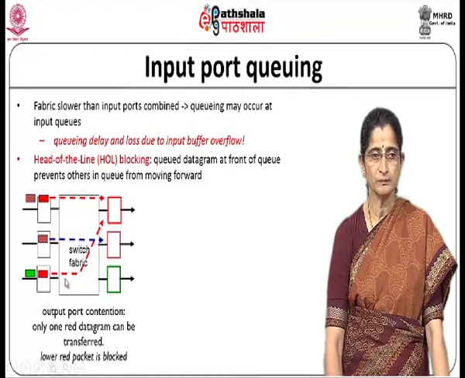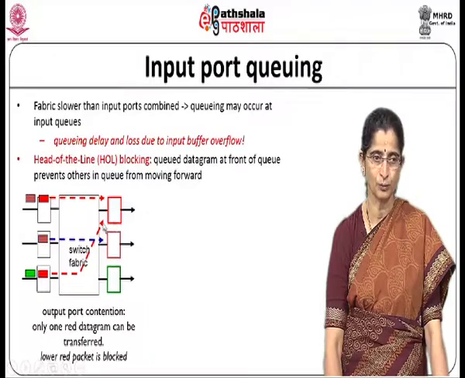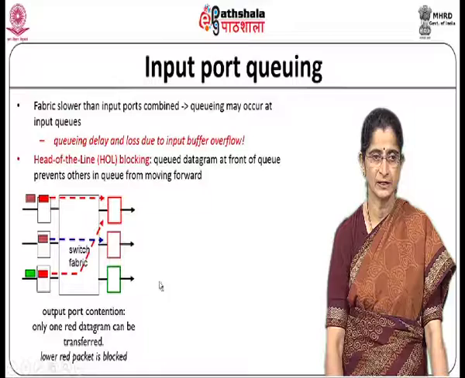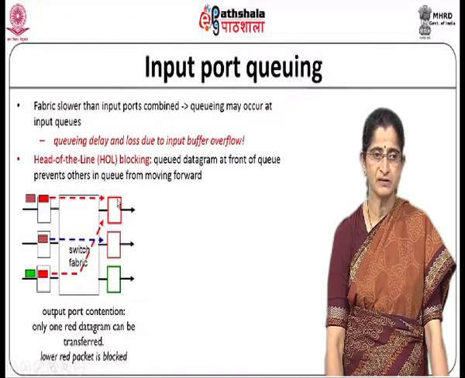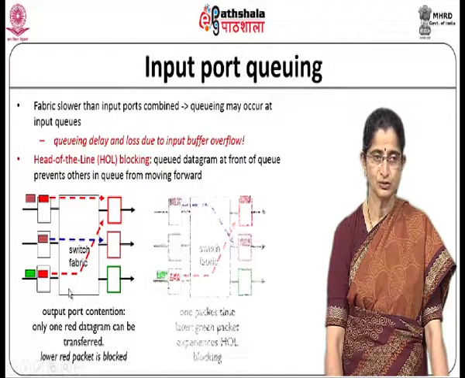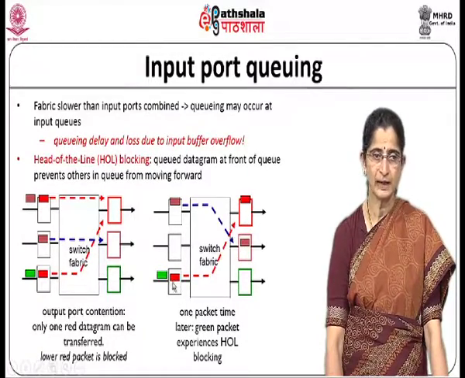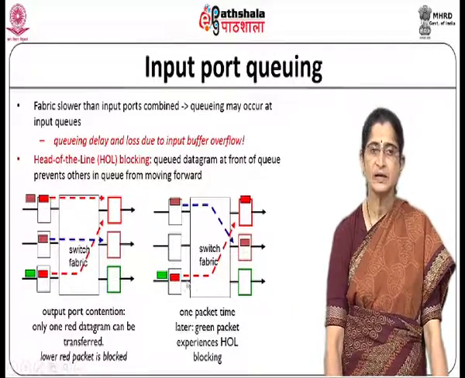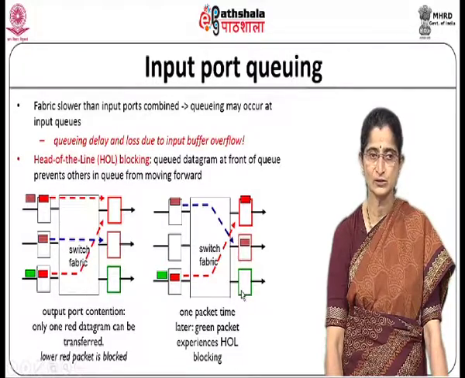Now these 2 packets have to go to this particular output port here, this red packet from the first one on the input side and the last one on the input side. So, if this packet goes, it is being transferred to the switch. Obviously, the lower one cannot be transferred, so that is blocked. Now while this is blocked, the green packet just behind that can actually be switched, because the port to the green port is actually free, right.